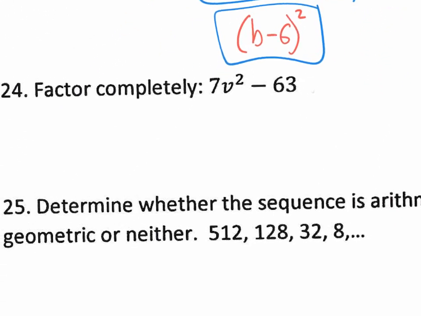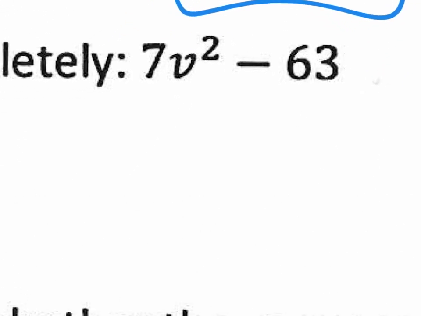Moving on to this one, it says factor completely. This one's more appropriate for those instructions of factoring completely because you have to apply 2 different factoring methods. One method is pulling out the GCF. What's in common? There's a 7 in both of them. So we're going to pull out that 7, and what would we have left on the inside? We're going to have a v squared minus 9.